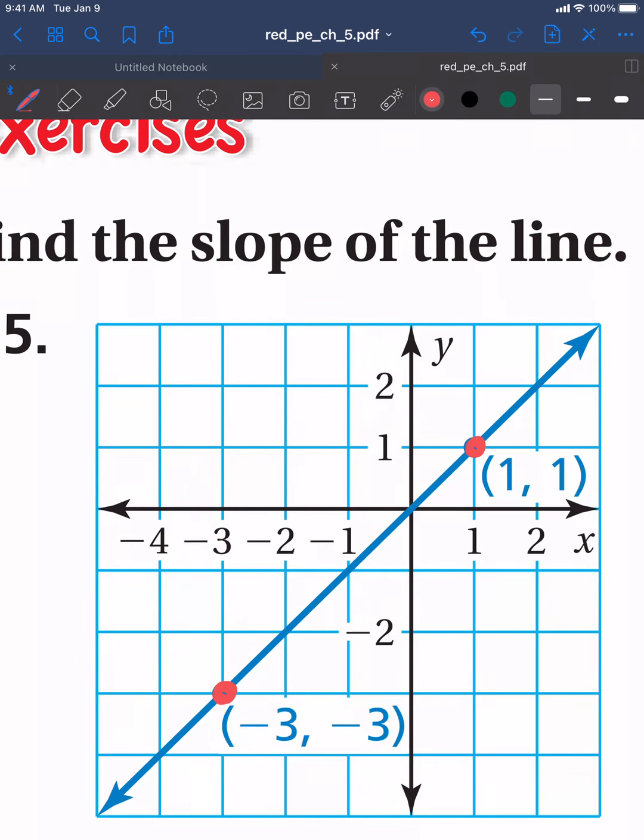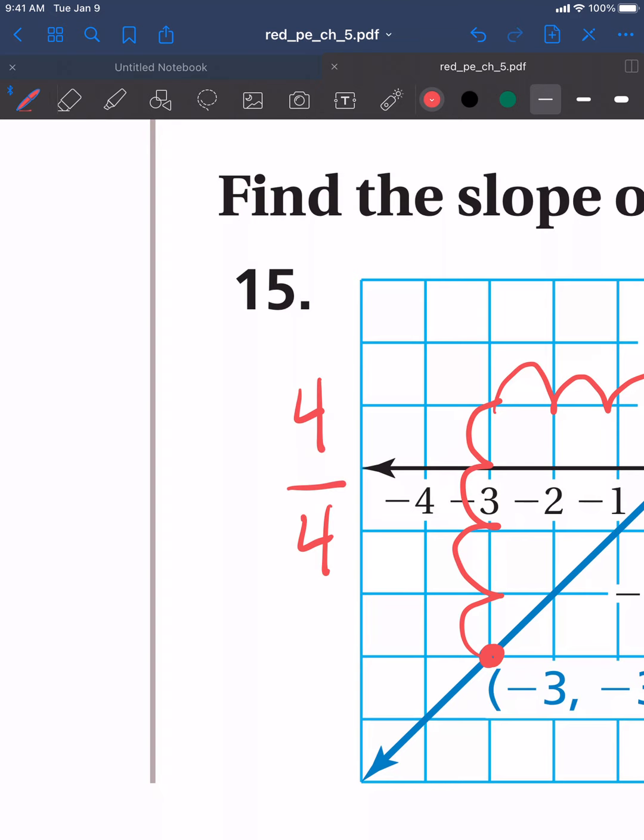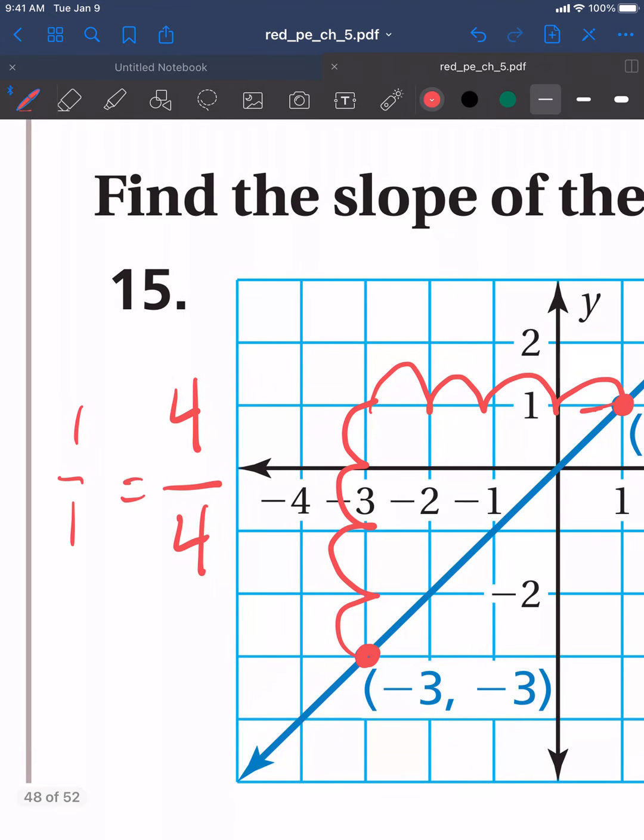How many do I go up to get to this level? 1, 2, 3, 4. So the rise is 4. What's the run? 4. Here's my problem. 4 over 4 can be reduced to what? 1 over 1. Isn't my slope up 1 over 1? That's easier for me to see. So would you rather reduce or would you rather do the crosshairs?